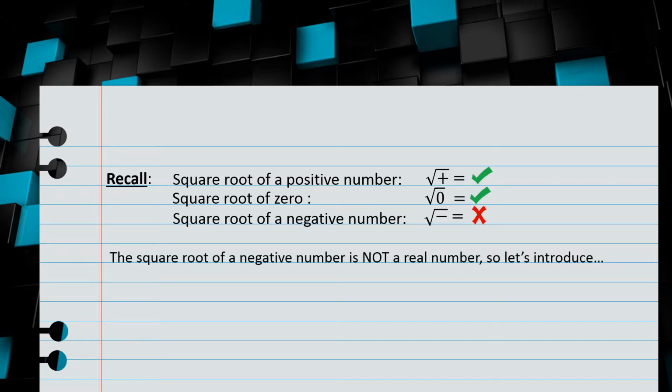So the square root of a negative number is not a real number, which leads us into the imaginary number, which we represent as the letter i. i really means the square root of -1, and we also use the fact that i squared equals -1.